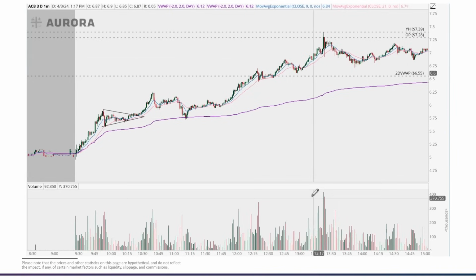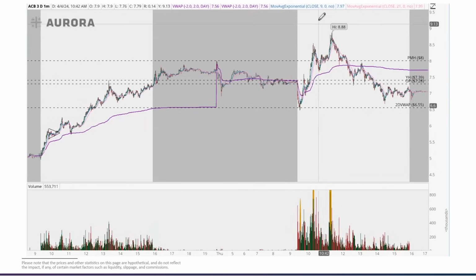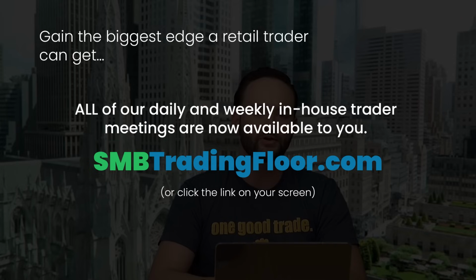$7.39. Going into day two of this breakout, I want to look for a pullback to 2-day VWAP. Now, 2-day VWAP could be looked at as where the average buyer and seller was from the previous day. And it's a very powerful level that we like to trade against here at SMB. And that's simply where VWAP flattens out in the after hours. That's your 2-day VWAP.